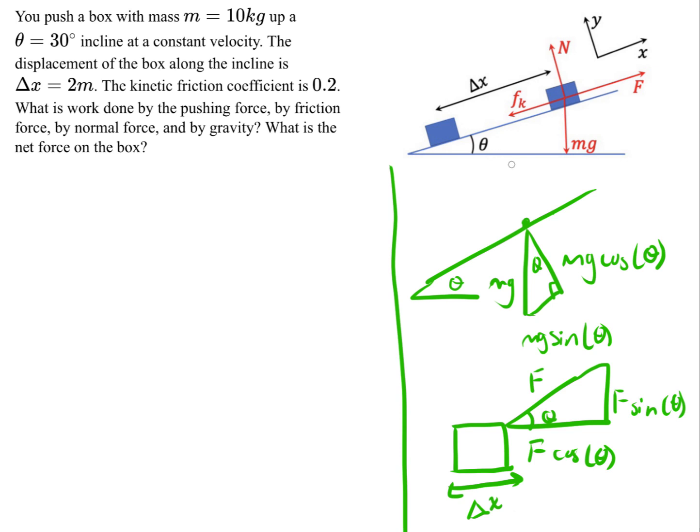So first, we should probably set this equation, since it's in kind of a dynamic equilibrium. It's moving at a constant velocity, so there's no acceleration. So we can write our first equation, which is this force, the pushing force, minus the frictional force.